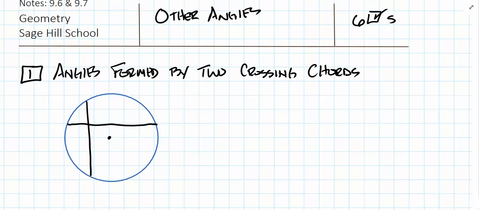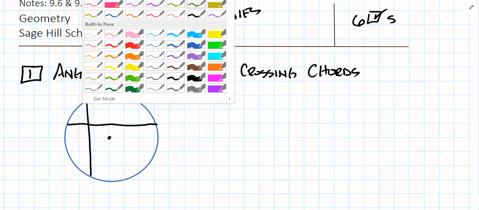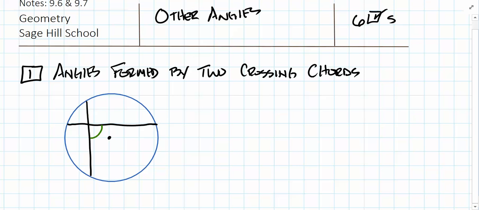So I've got two chords that are crossing each other inside a circle. Right, you guys are cool with that part? Well, they form two angles, right? They form this angle here, and they form that angle there. And those angles are, of course, vertical angles, right? Because any two lines, we know that. But that's not the part that we're working on here.